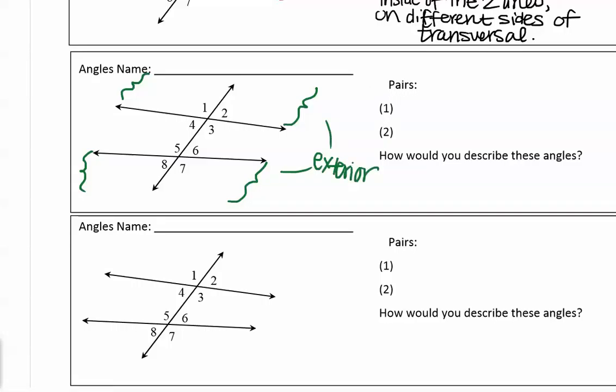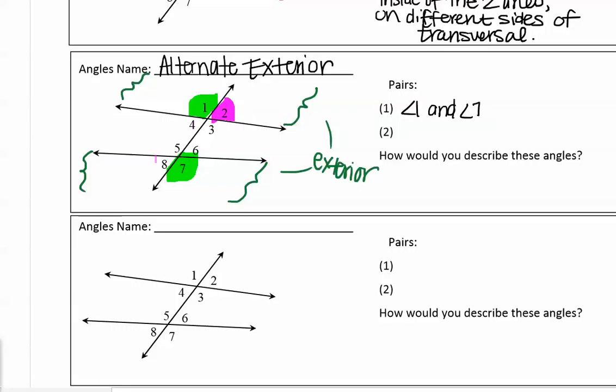Okay, and so one pair that we can match up is angle 1 and angle 7. So it's just like the last one. They're on different sides of the transversal, but this time they're on the exterior. So we would call these alternate exterior angles. So we have angle 1 and angle 7. And then the other one that we have, do you know what it's going to be? It's going to be angle 2 and angle 8.